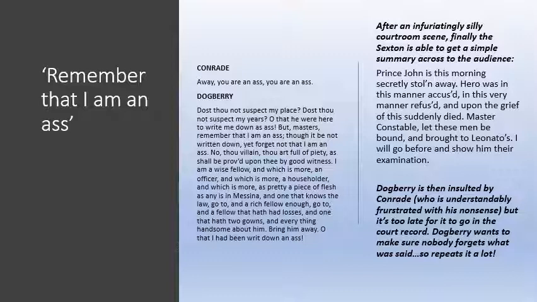Dogberry is then insulted by Conrad, who is understandably frustrated with this nonsense, but it's too late for it to go in the court record. Dogberry wants to make sure nobody forgets what was said. He repeats it a lot. That's Dogberry repeating that he was an ass and trying to insist that it goes into the court record.